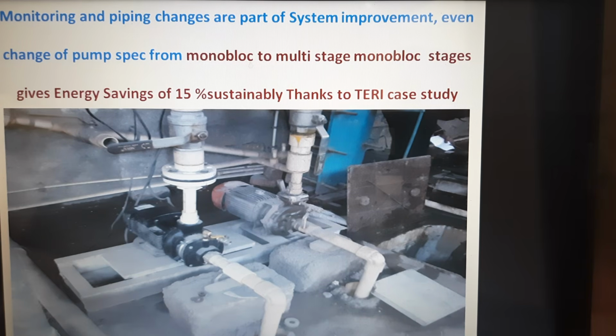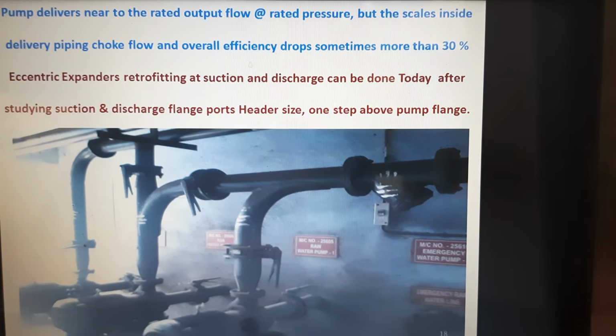And definitely the monitoring and the piping changes involve system improvement as such. It is not only the pump internals, like single stage monoblock to multi-stage monoblock, and the efficiency of the pump, but the piping is also a concern in many industries, where choking or scaling inside the pipe, say a 4-inch pipe becomes a 3-inch pipe due to heavy scaling inside, automatically the flow drops to 30% of the rated flow. This we have to keep in mind.